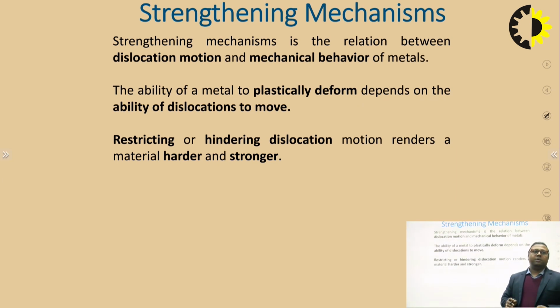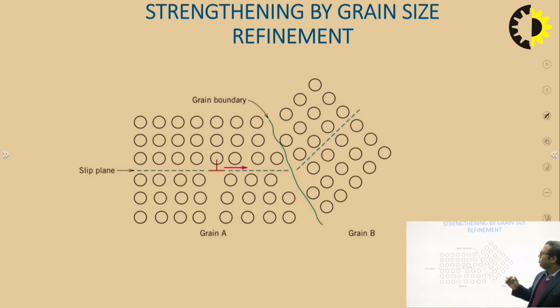So the ability of the material to plastically deform depends upon the ability of the dislocations to move, and restricting or hindering this dislocation motion renders a material harder and stronger. So if this dislocation motion is hindered, then we will see that the strengthening property or the hardness property of that material is going to increase. So you can see this is the strengthening mechanism. There are three different methods for strengthening.